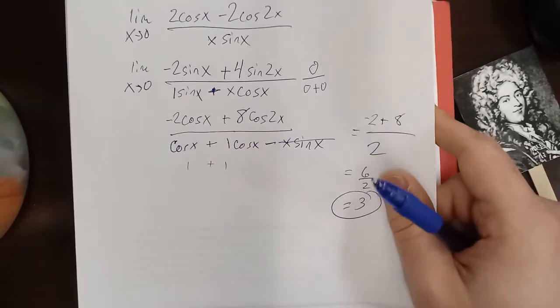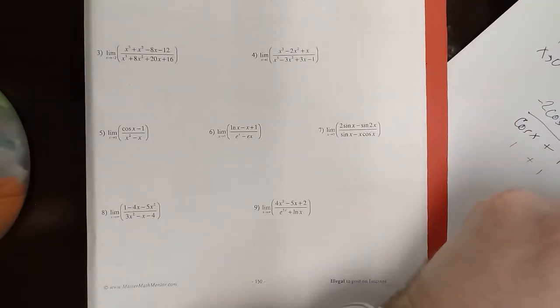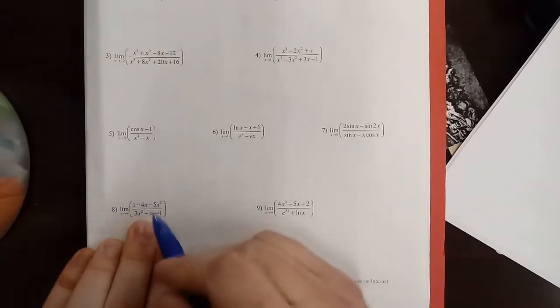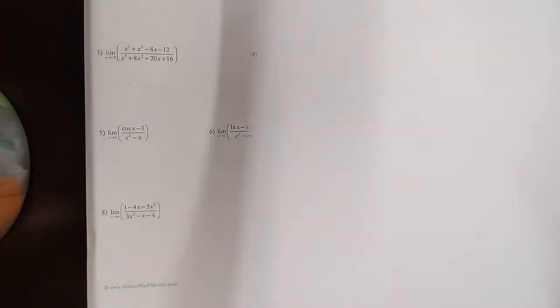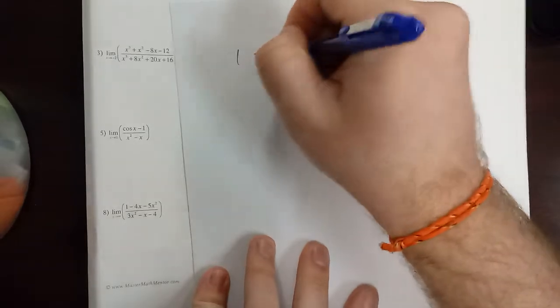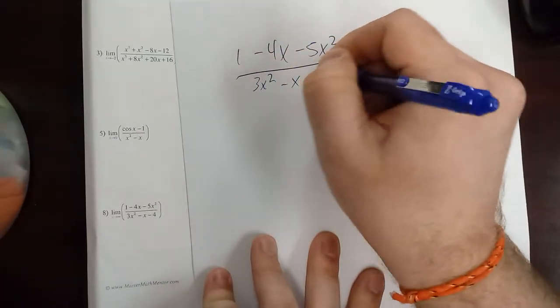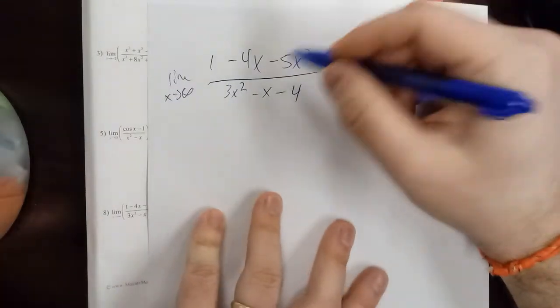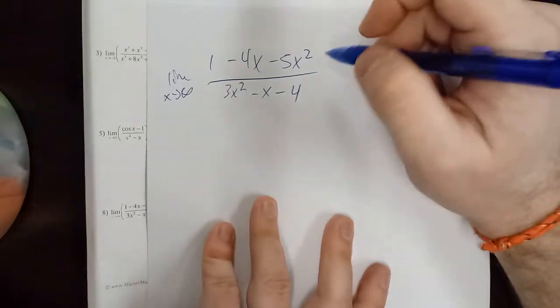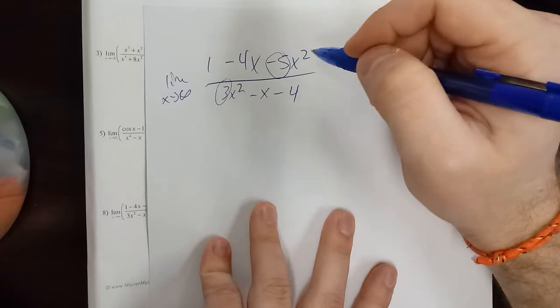All right, these last 2 are infinity over infinity. So we've really already looked at these, but I'm just going to remind you. In number 8, it says 1 minus 4x minus 5x squared over 3x squared minus x minus 4. So as x is going off to infinity here, I don't need to use L'Hopital's rule. It's negative 5/3. Oh, I actually did this exact same example earlier.